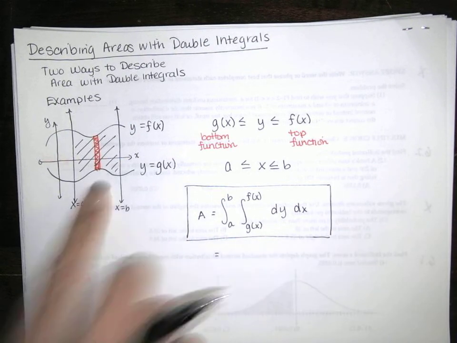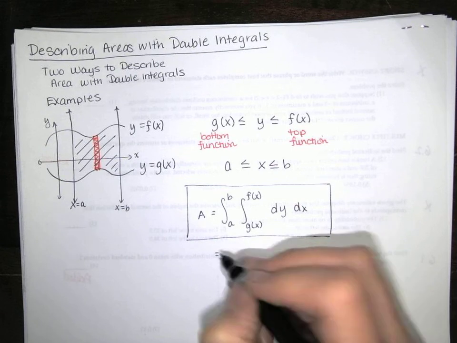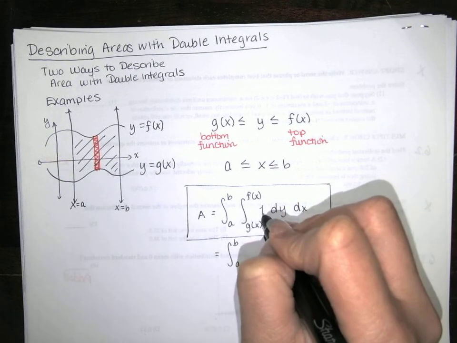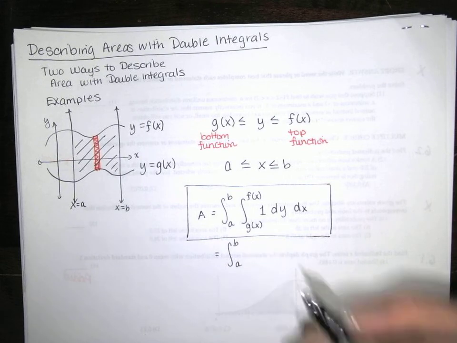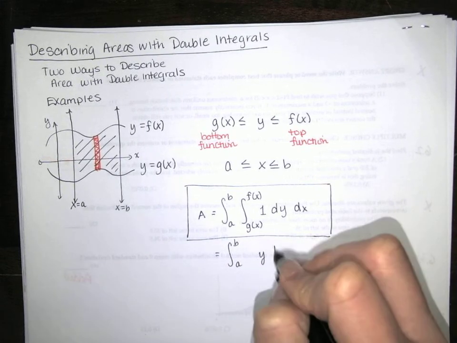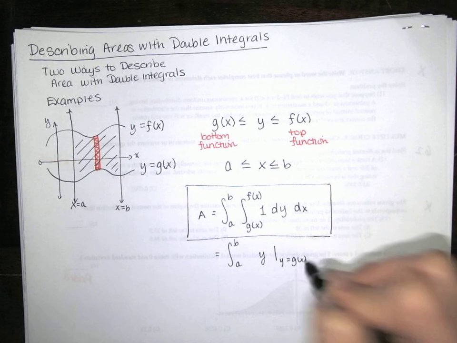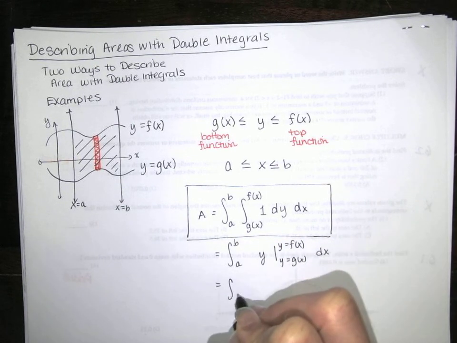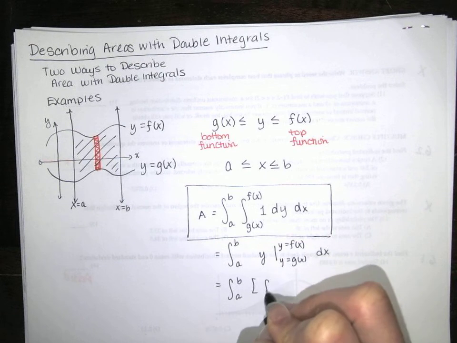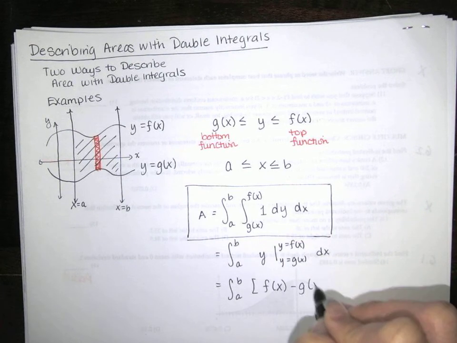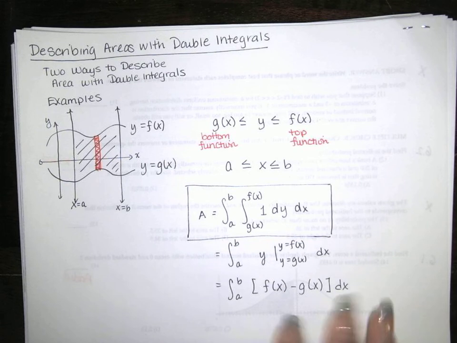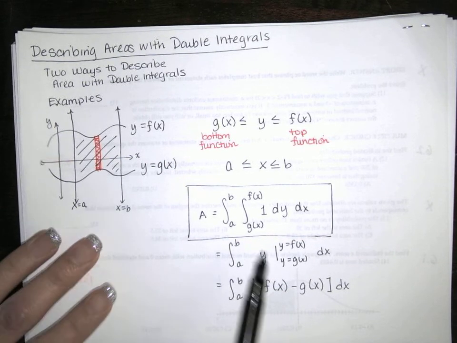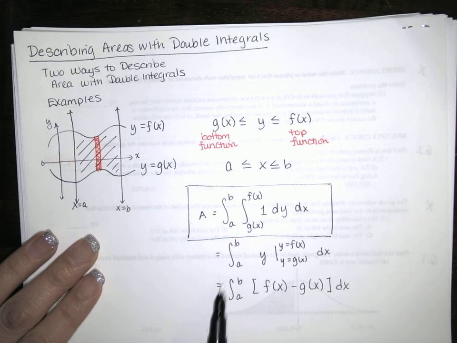Just to prove that we get exactly the same thing that we've got using calculus when we learned about the area between two curves, let's antidifferentiate this with respect to y. The antiderivative of 1 with respect to y is, of course, y, and we're integrating from y equals g of x to y equals f of x. So we substitute in the upper limit and the lower limit by the fundamental theorem of calculus and subtract. And look at that, you got the same formula that you got back in Calculus 1 when you learned about the area between two curves. So this is just an alternate way for representing this.